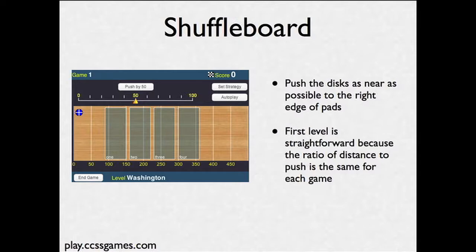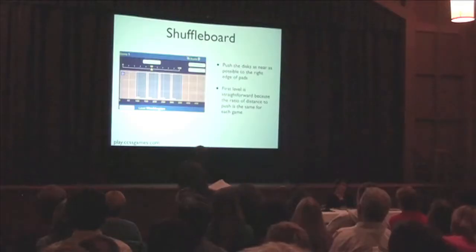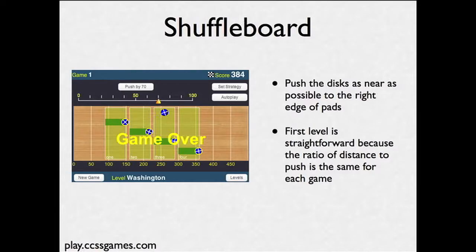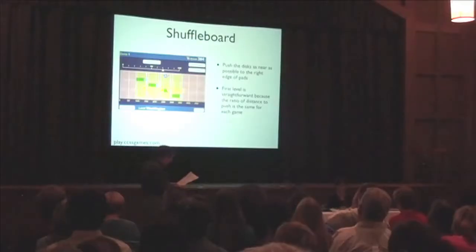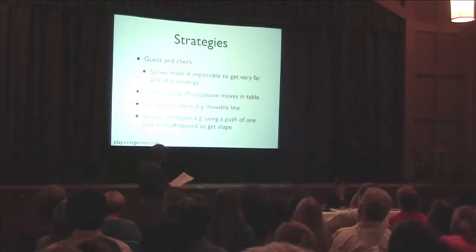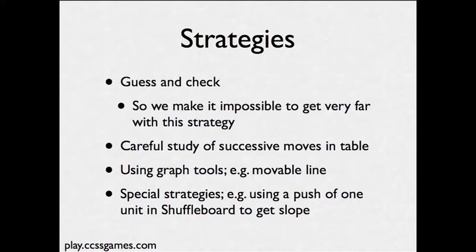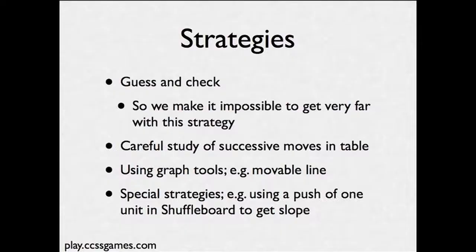Let's look more closely at one game, Shuffleboard. You push the discs, trying to get them to land close to the right edge of each pad. Guess and check works fine on the first level, but it doesn't work after that. So the students make careful study of successive moves using the table. Most use the equation of a line in the graph, and some develop clever strategies like pushing 1 to get the distance to push ratio.